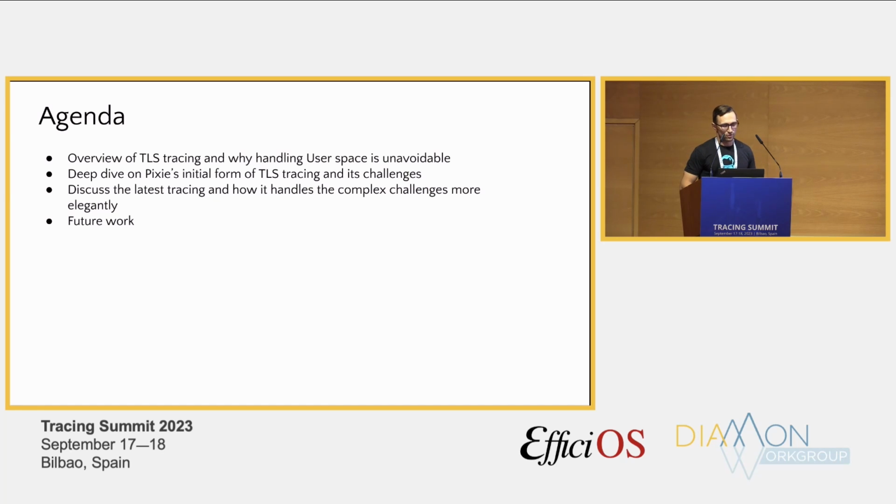So to give a brief overview of what we'll be discussing today, we're first going to go over TLS tracing and get an understanding for why handling user space is unavoidable. We'll then do a deep dive on Pixie's initial form of TLS tracing and talk about the challenges that we faced. From there, we'll talk about our new implementation of tracing and how it handles some of these complexities, and then we'll go on to discuss where we see future work in this space.